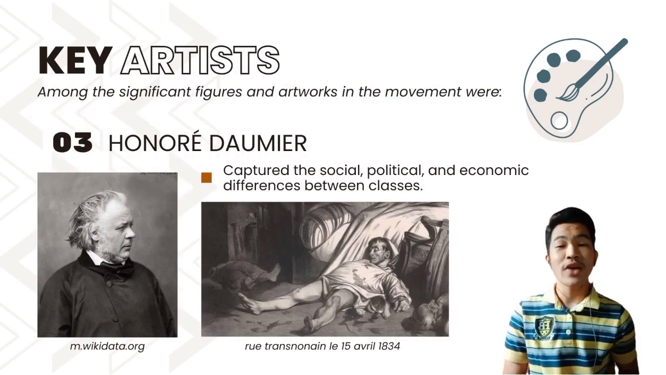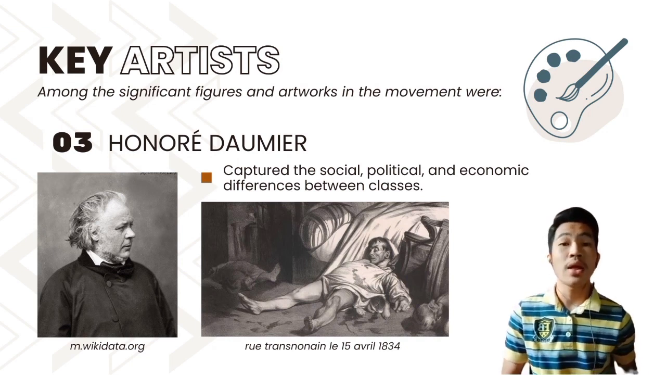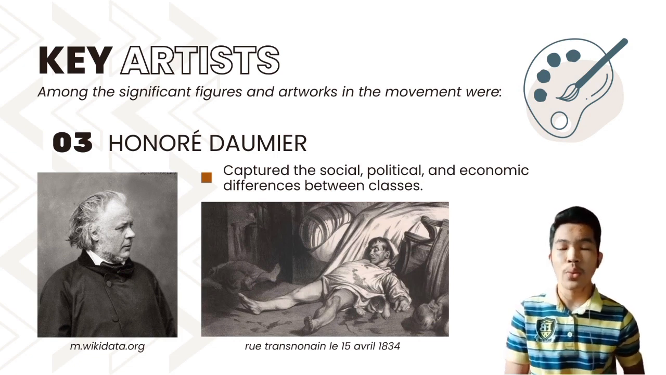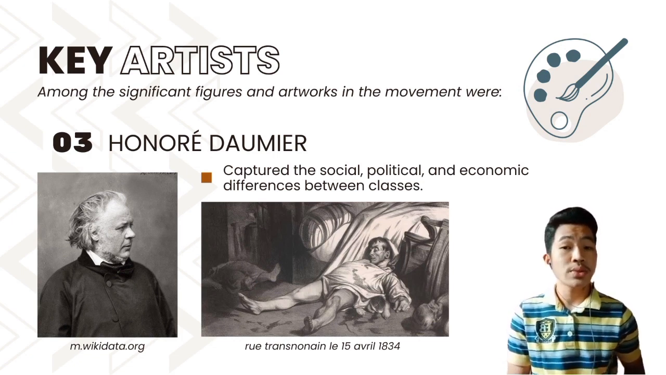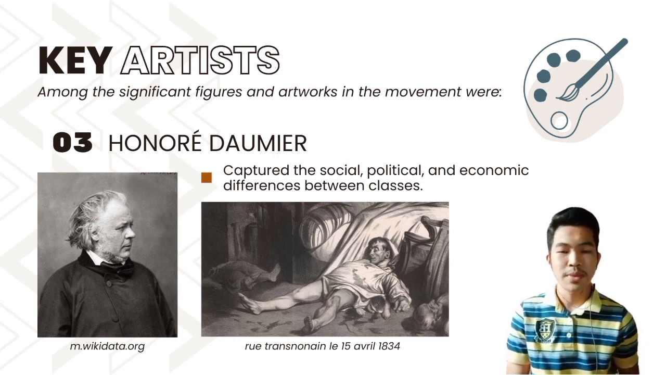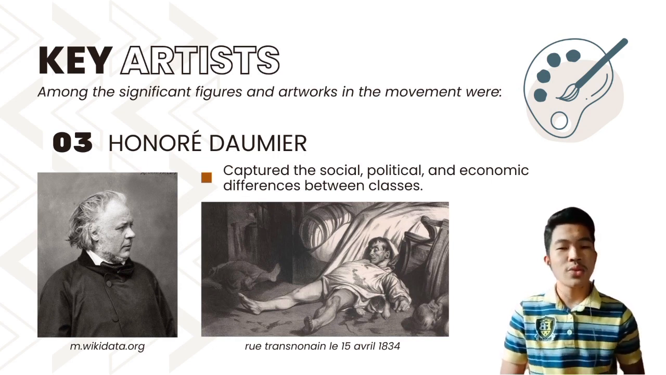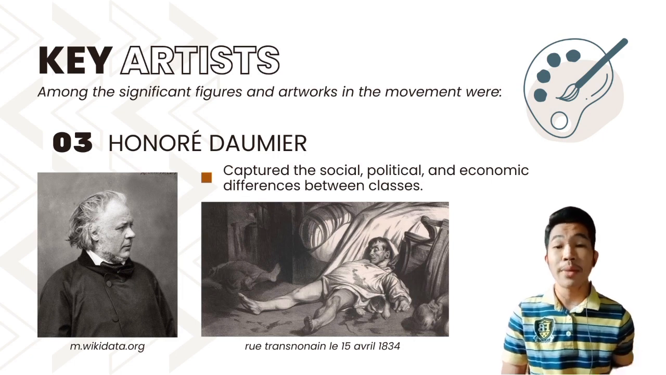Number 3, we have Honoré Daumier. Daumier was a printmaker and painter whose caricatures captured the social, political, and economic differences between the city's upper and lower classes and drew attention to the difficult conditions under which many French citizens lived. His 1834 work Rue Transnonain showed the aftermath of a riot in Paris in which government troops discharged their weapons on innocent bystanders while in pursuit of a suspect.